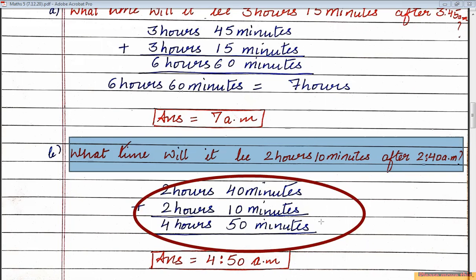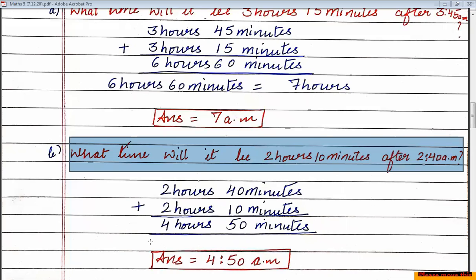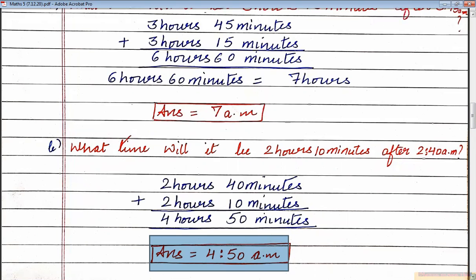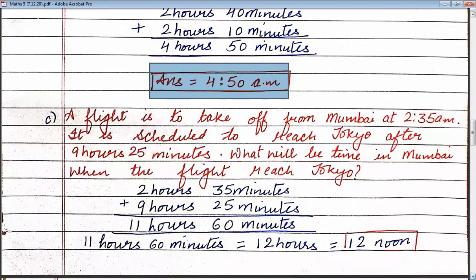What is your final answer? 4 hour 50 minutes. And your minute is less than 60. So your answer will be this only. So your final answer is 4:50 a.m. What is your answer? 4:50 a.m. Okay, children. So what will be the time after 2:40 a.m. if you add 2 hour 10 minutes? It is 4:50 a.m. So children, let's move on to our next question, that is C part.